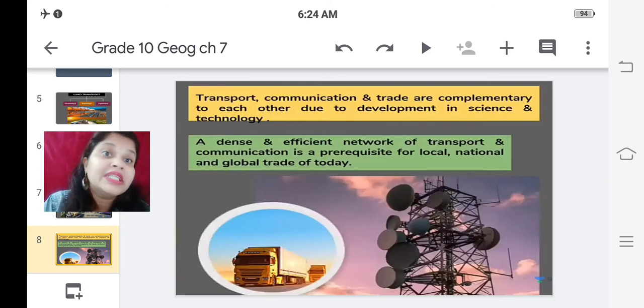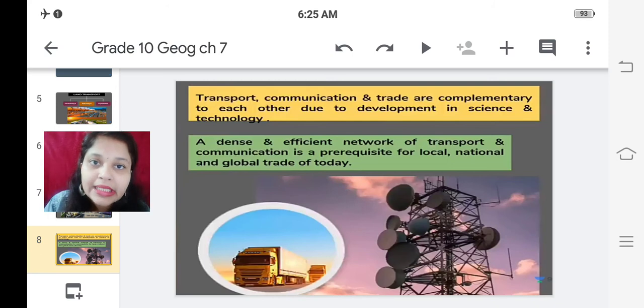Because of the development in science and technology, because of the progress we have made in science and technology, transport, communication and trade help each other, right? A dense and efficient network of transport and communication is a prerequisite for local, national and global trade of today. So what helps local, national and global trade today is the dense and efficient network of transport and communication. Because of transport and communication, local, national and global trade has become possible. So this is how these three things are interlinked, they are complementary to each other, they are inseparable.